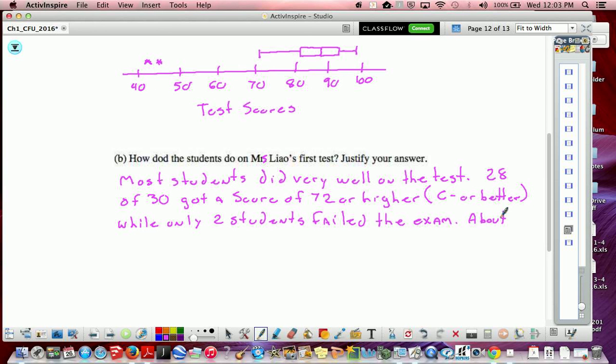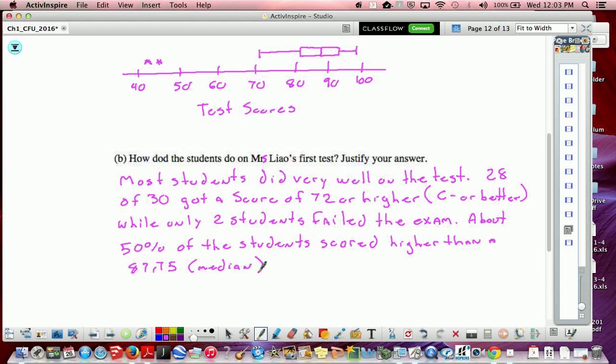About 50% of the students scored higher than a 87.75. Again, that's our median. So overall, yeah, I would definitely say they did very well on that exam.